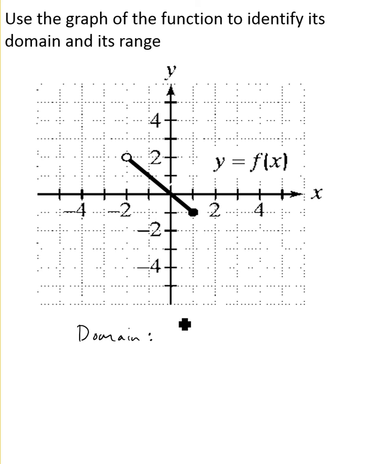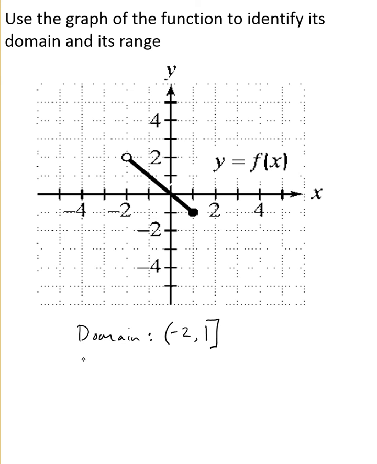So to indicate that in an interval, we use parentheses. That says that the number -2 itself is not included. But going up to the 1, we do have a point with an x coordinate of 1 because that dot is filled in. And so that means we put a bracket there on the 1, and that says that the number 1 is part of the domain.